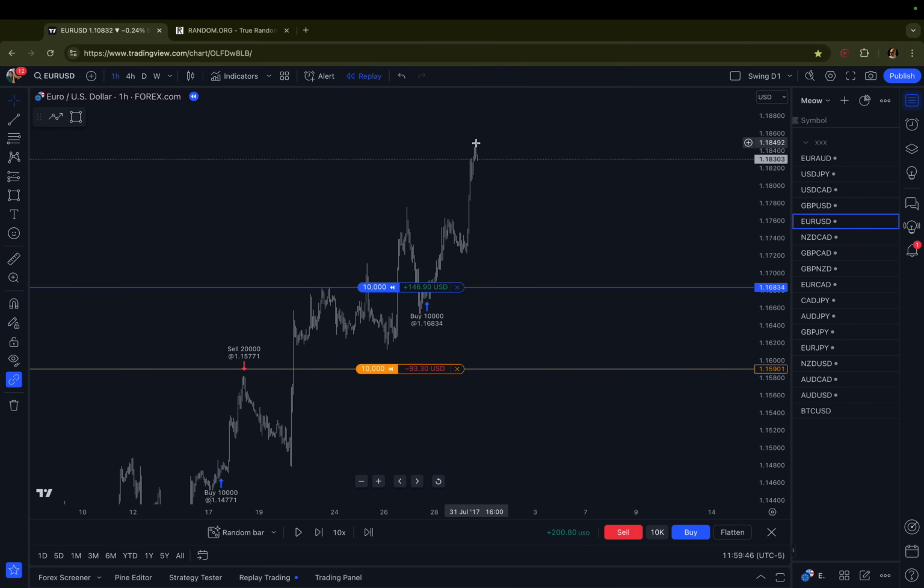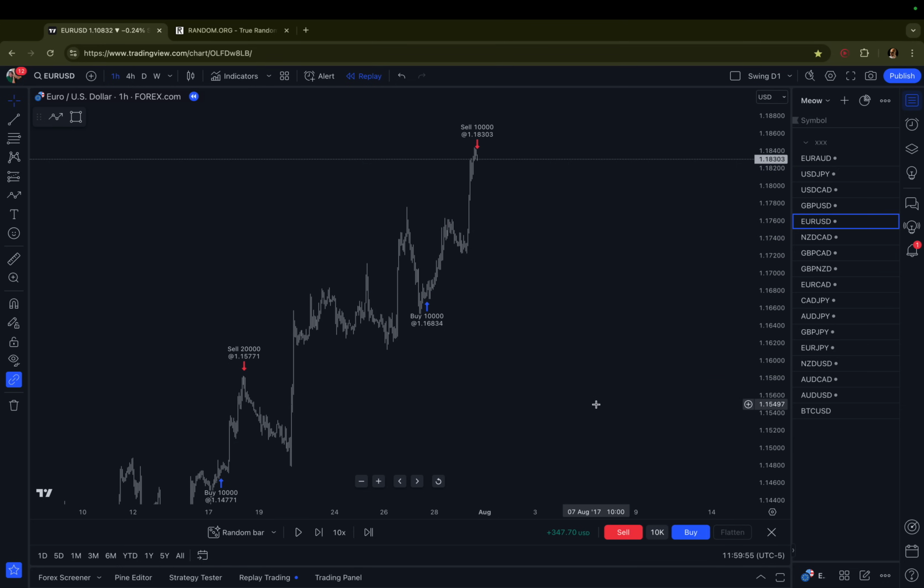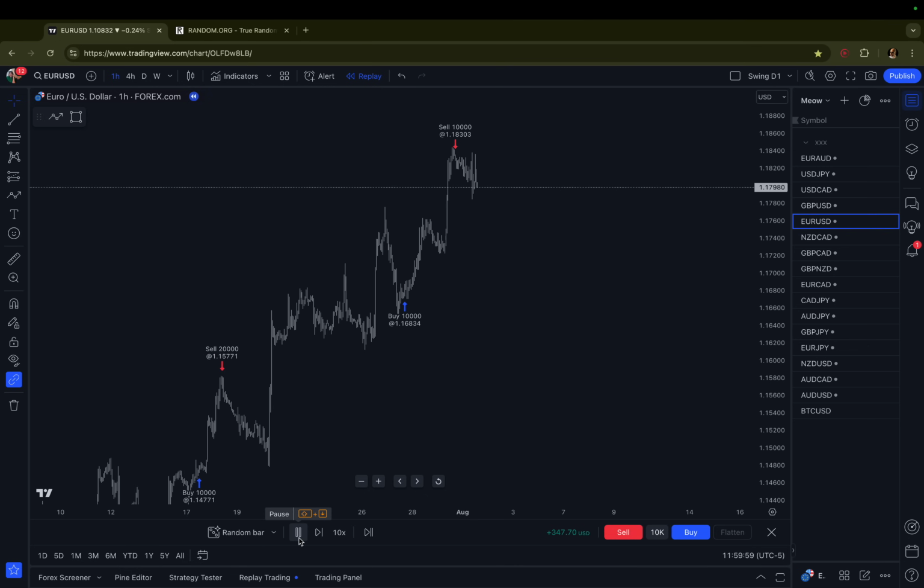In this case, this made a higher high. Usually when this occurs, there's some sort of a pullback. I think it's a good time to close. So I'm going to close there. We'll do one more trade.